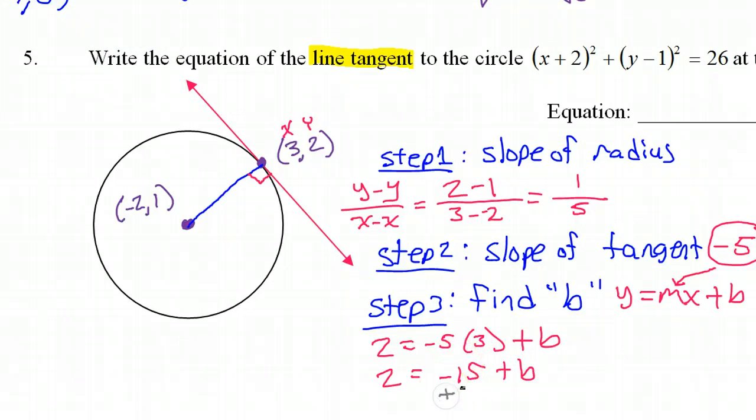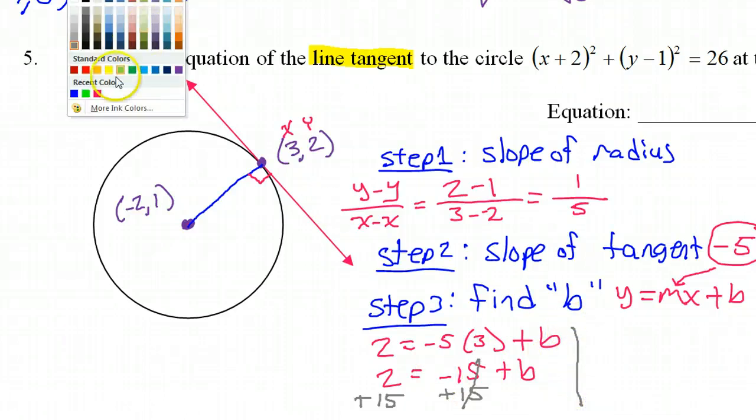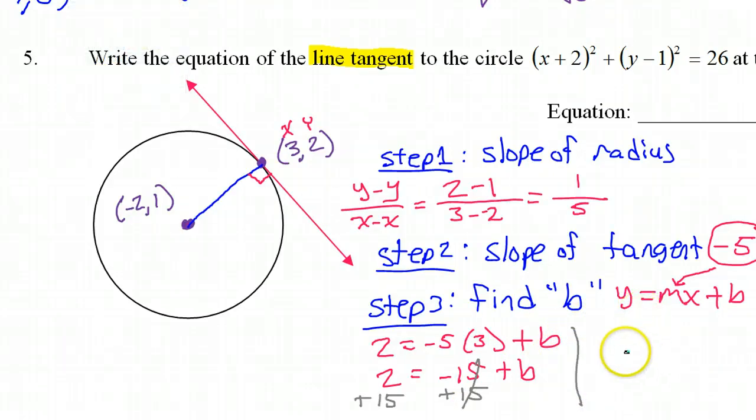Okay, so I would, of course, add 15 to both sides to get b by itself. So that gives us 17. So in the end, we find that b is equal to 17.